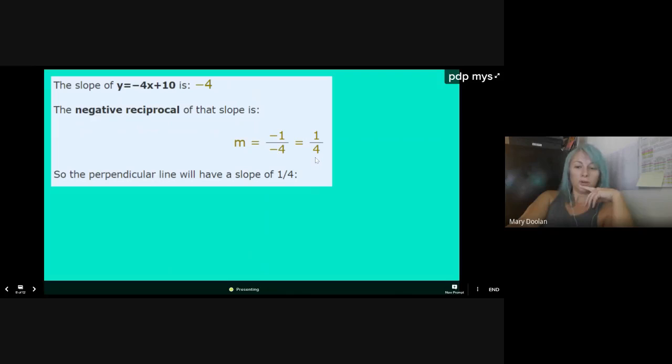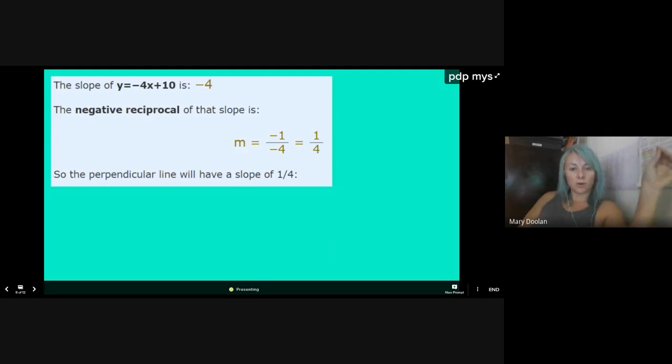So we get 1/4. Veronica got it too. Thank you. Good. Yes. So the slope that we started with on that blue line is negative 4. If I take the negative reciprocal, I get positive 1/4. So the perpendicular line will have a slope of 1/4.